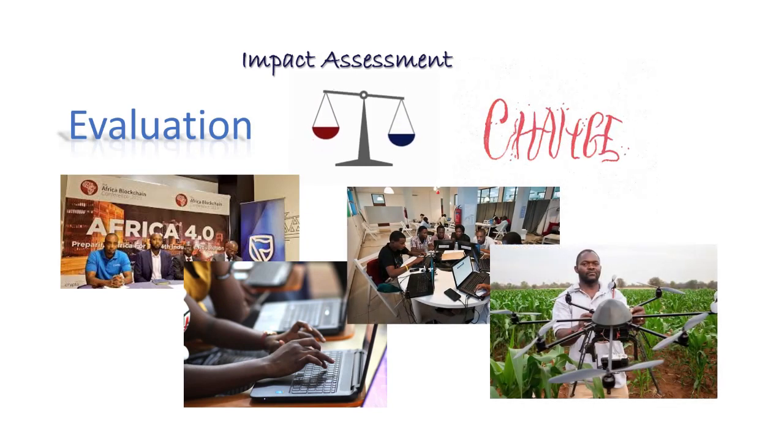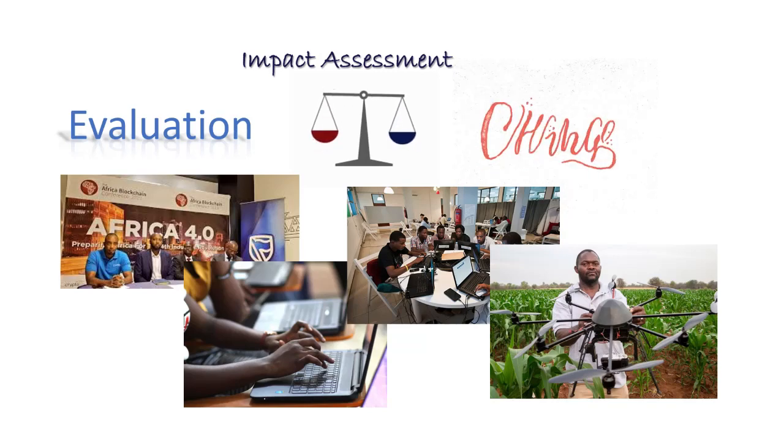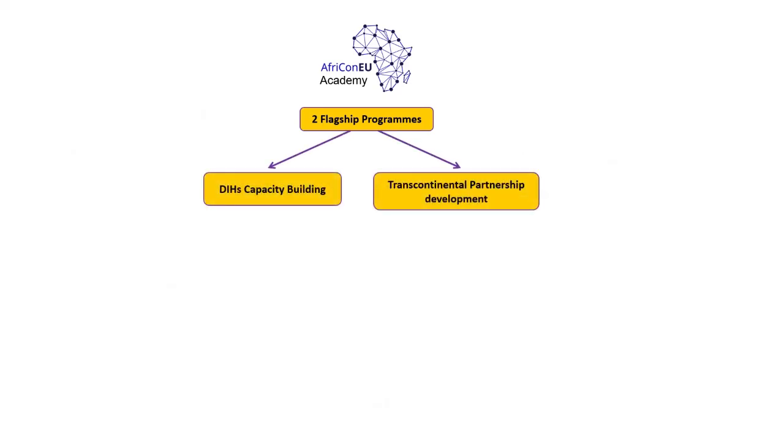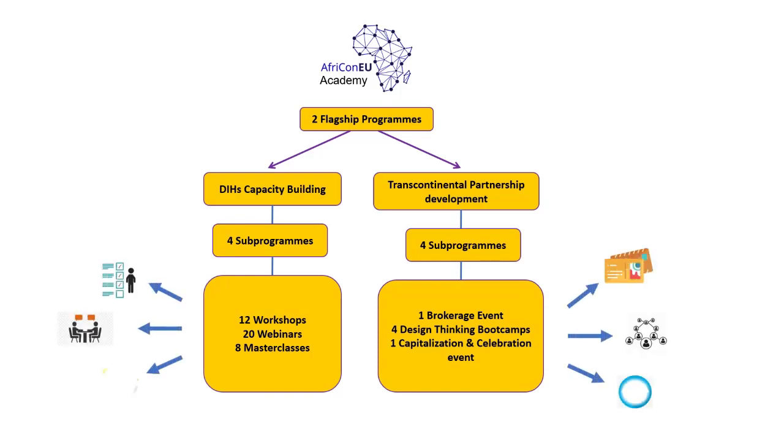In order to explain how we do that, first let's take a look at the Academy's structure, so that you have a better idea of what we are trying to achieve. The AfriConEU Academy is compiled by two flagship programs focusing on capacity building and partnership development respectively. Each of these programs contain 4 sub-programs with numerous events and their own distinct objectives. Therefore, in order to assess the overall impact of the Academy, we are deploying various methodologies and tools, tailored to the particular nature of each program and activity.